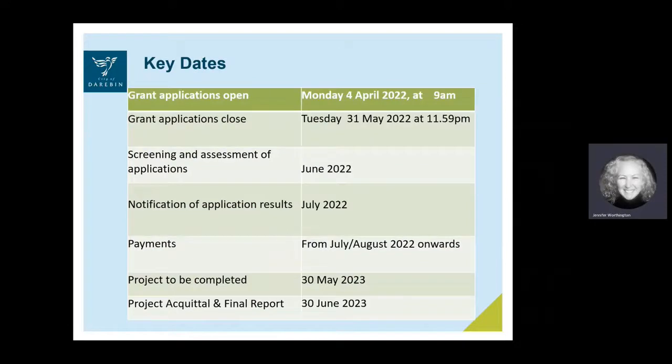So our key dates, our Smarty Grants applications and our grant program is open. It's been open since the 4th of April. It closes on the 31st of May at midnight. Applications will be screened in June. Notification of results will be in July, and payment will be happening between July and August. The general project completion time is the 30th of May and final report due in June 2023.